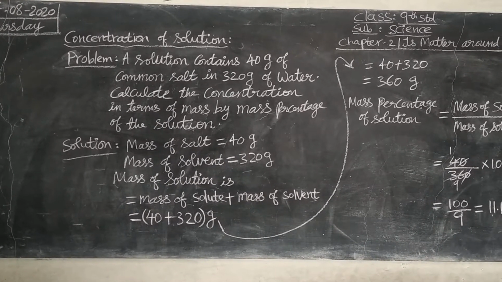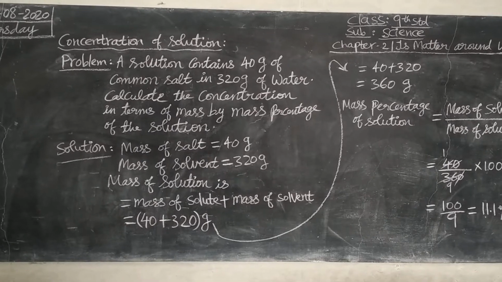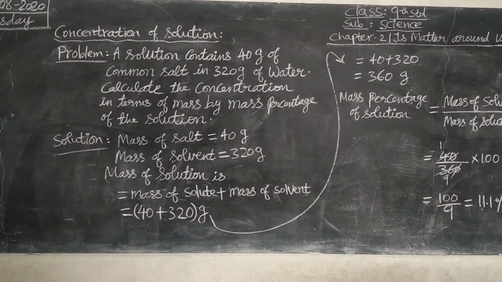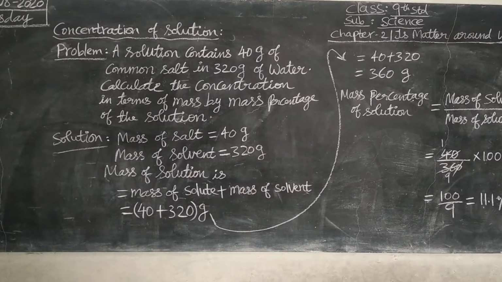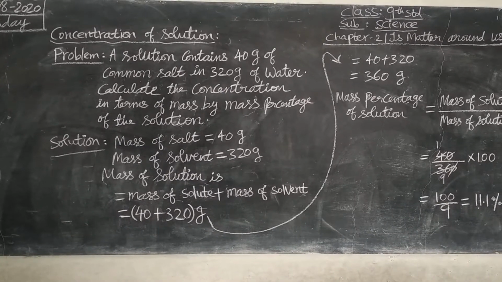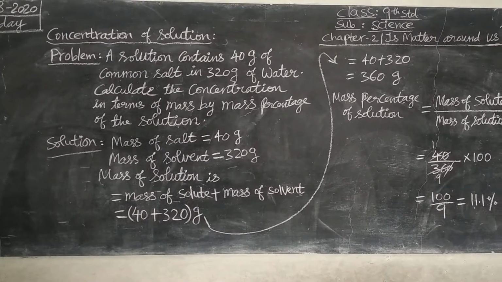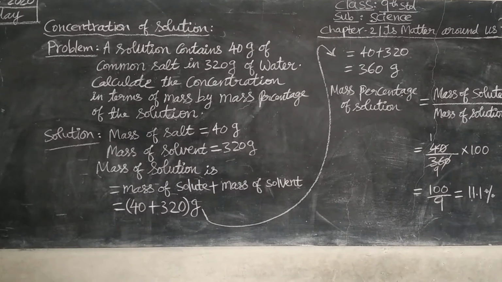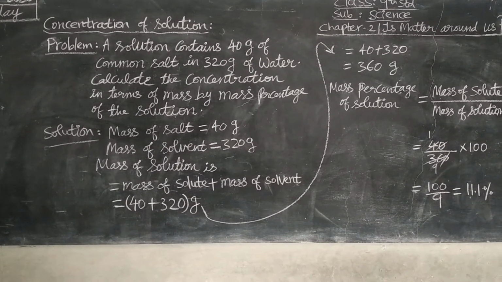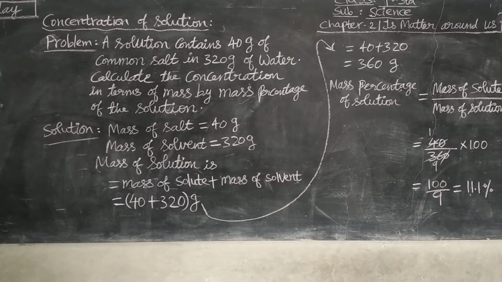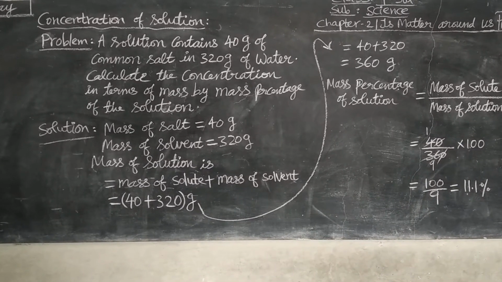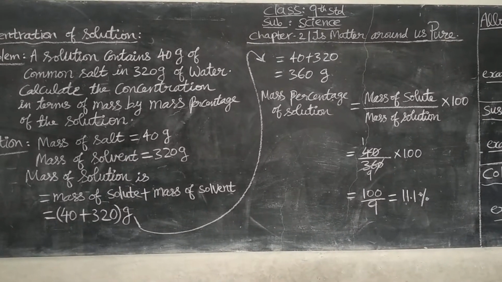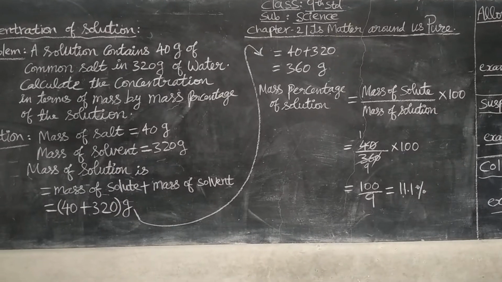So this is a problem. A solution contains 40 gram of common salt in 320 gram of water. Calculate the concentration. First you have to see how much salt solute is there. Here salt is solute, so mass of salt is 40 gram. Mass of solvent, that is water, is 320 gram. You must add both. Solute plus solvent, 40 plus 320, 360 gram you will get. This is the mass of solution.